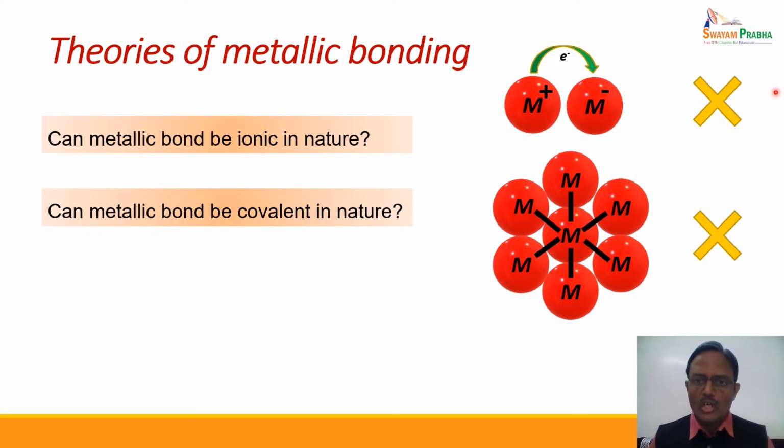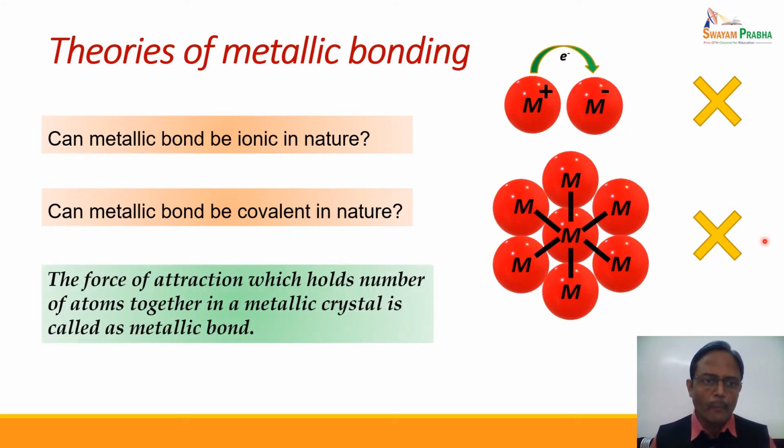The formation of a coordinate bond is not possible at all, since single electron transfer is not possible as in the case of ionic bonding. Two-electron donation is also not possible in the case of coordinate bonding. So, it is an entirely different type of bond, and that bond is the force of attraction which holds the number of atoms together in a metallic crystal. That is called a special type of bond, the metallic bond.